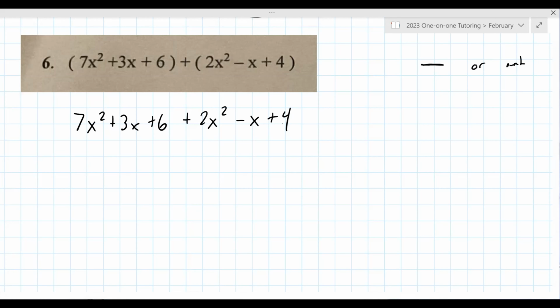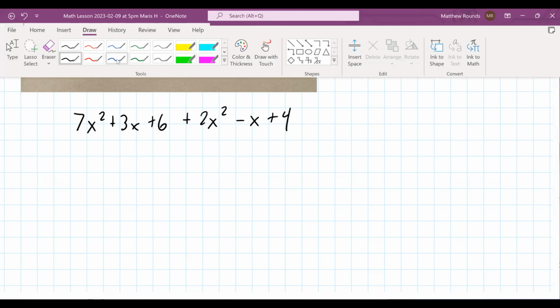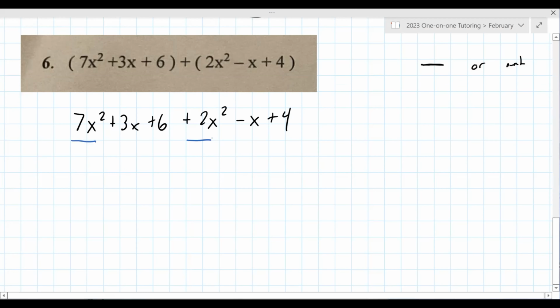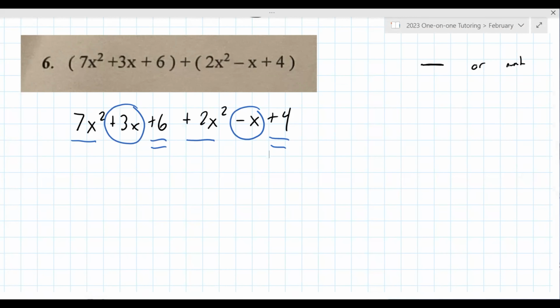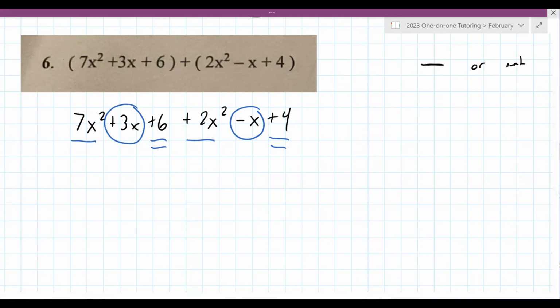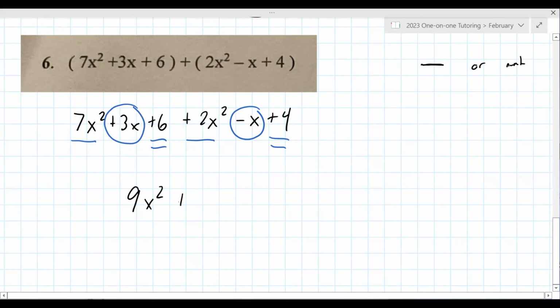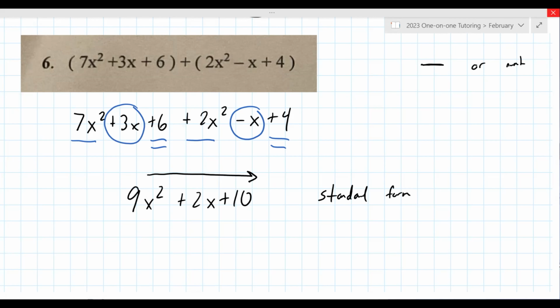And so next you will combine like terms. 7x squared plus 2x squared. You'll combine the 3x and the minus x, and then the 6 and the positive 4. So if you could tell me what the final answer is. 9x squared plus 2x plus 10. Okay, good. And this is in standard form. Standard form means descending order, like the exponents go down 2 to 1 to 0. That's what they're looking for.